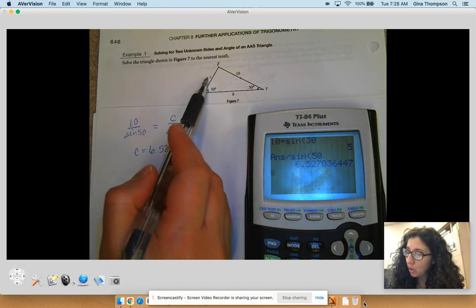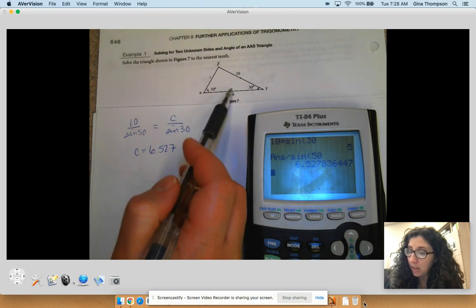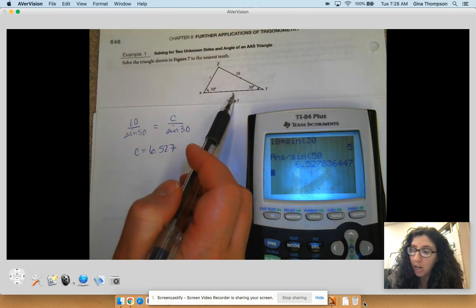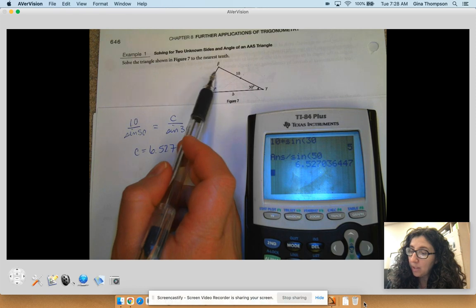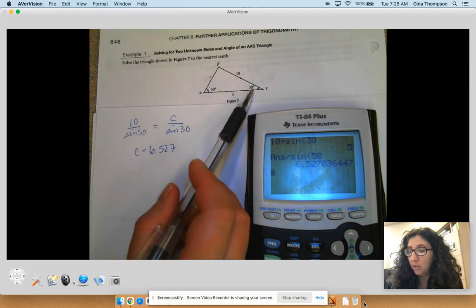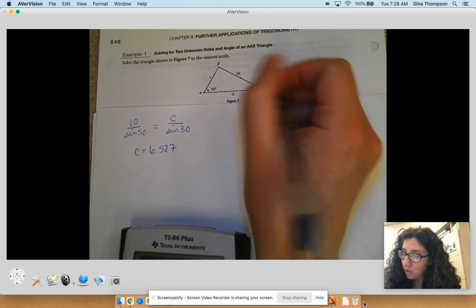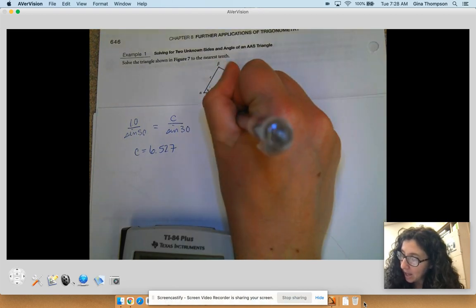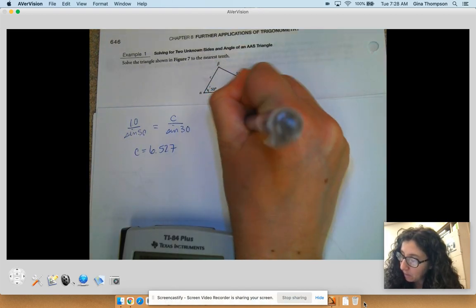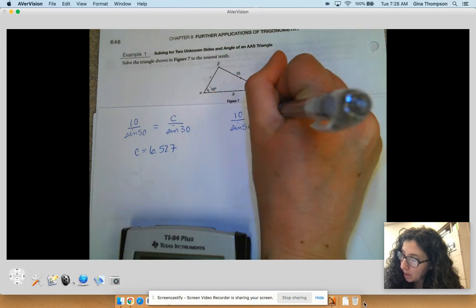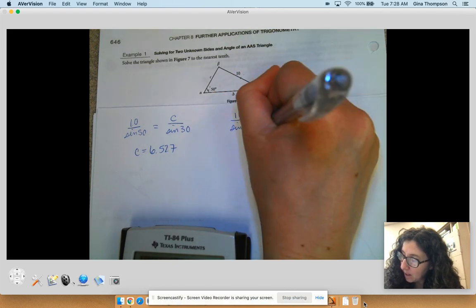All right, and so we could do the same thing for side B, right? We know this angle, if this is 50, this is 30, that angle is going to be 100. So we could choose either ratio. Let's just choose this because it's easy. We could say 10 over sine of 50 equals B divided by sine of 100.